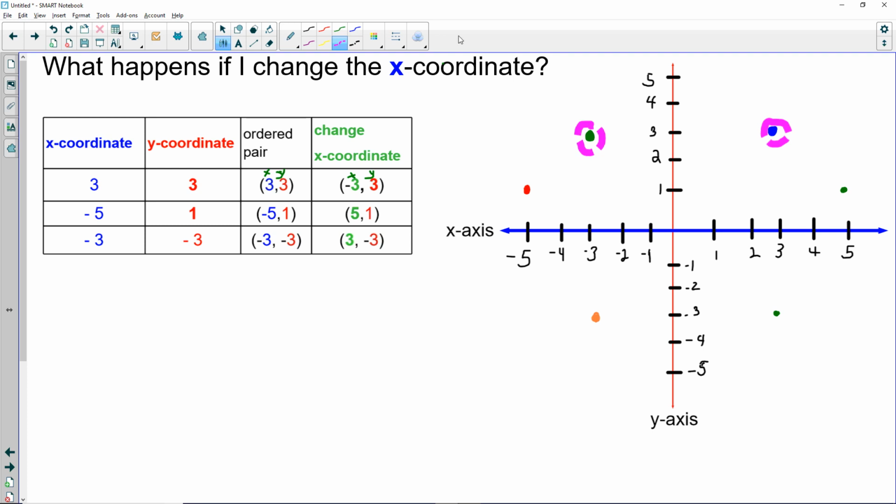We look at our second point down here. When we changed the x coordinate, it reflected across the y. And again, here's another example. Let me come down here and circle this one. Here is our original point. This is our third point right down here, 3, -3. When we changed the x coordinate, it reflected across the y.